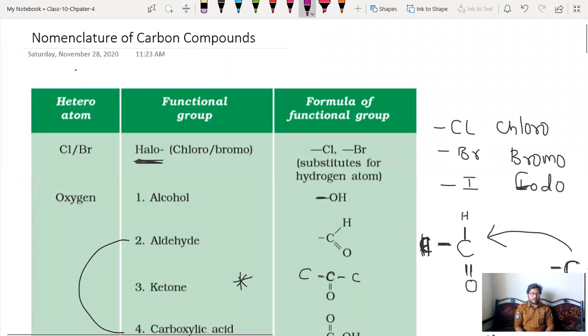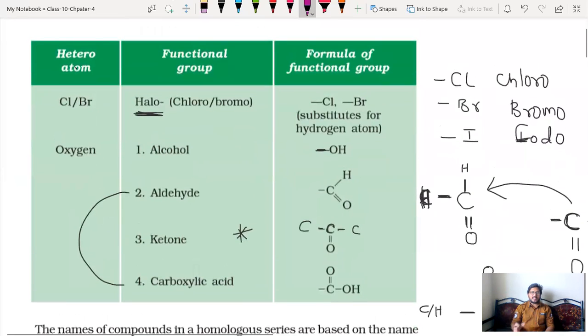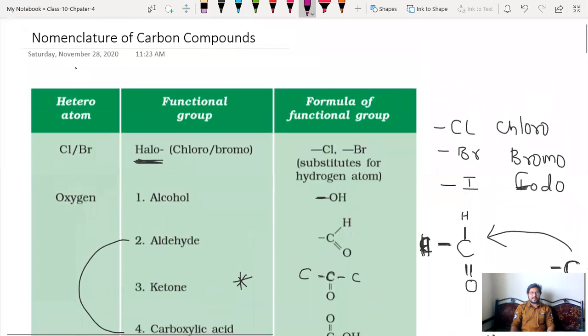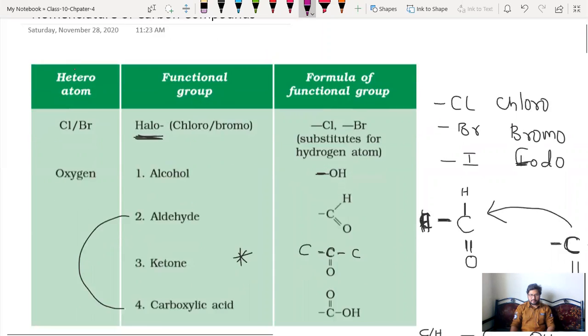So if a baby is born, we'll keep some names for the baby, right? Same like that, if any new carbon compound is formed by adding these functional groups, a new chemical compound is formed. For that carbon compound, we have to put some name. That naming ceremony is nothing but nomenclature. In simple words, okay? So for your 10th standard, that meaning is enough.